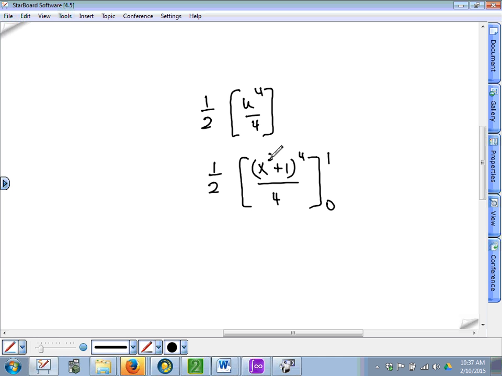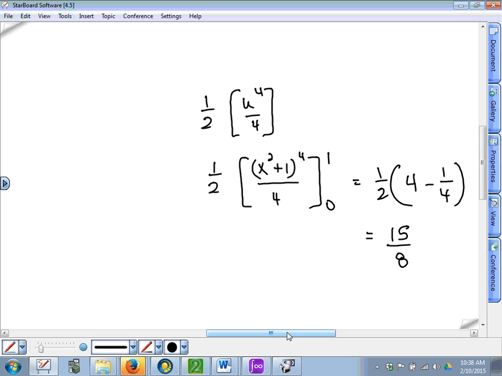Well, let's see. 1 squared is 1, plus 1 is 2, 2 to the 4th is 16, 16 over 4 is 4. So we have 1/2 of 4 there, and then minus the antiderivative at 0: 0 squared is 0, plus 1 is 1, 1 to the 4th, 1 divided by 4. That gives you 15/8. So we still get 15/8, or 1.875.